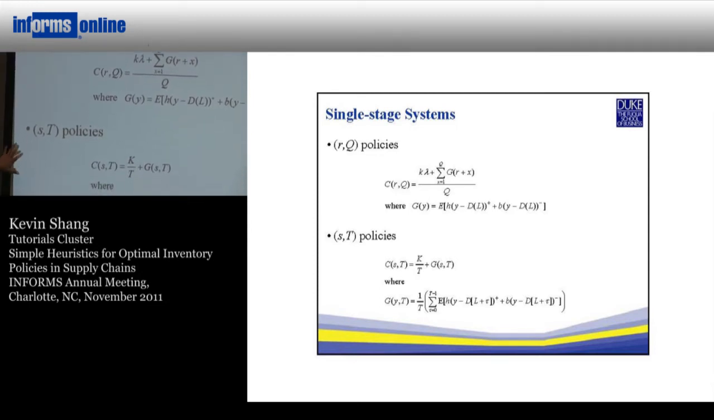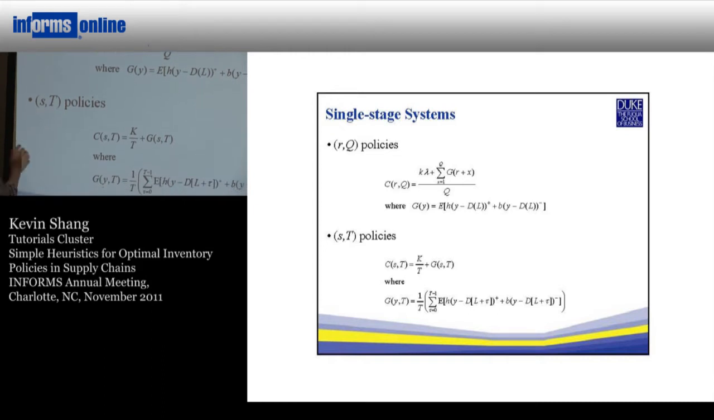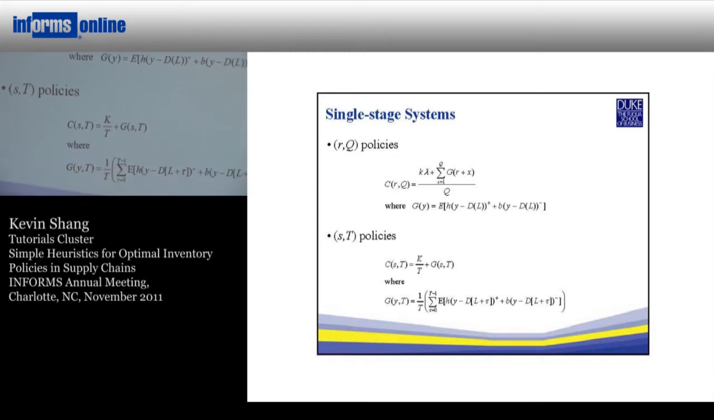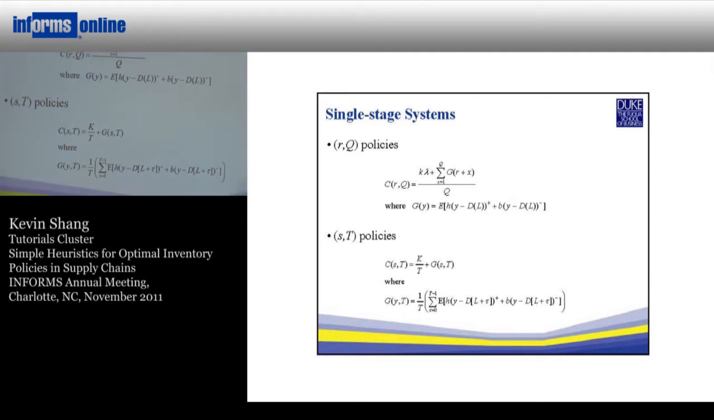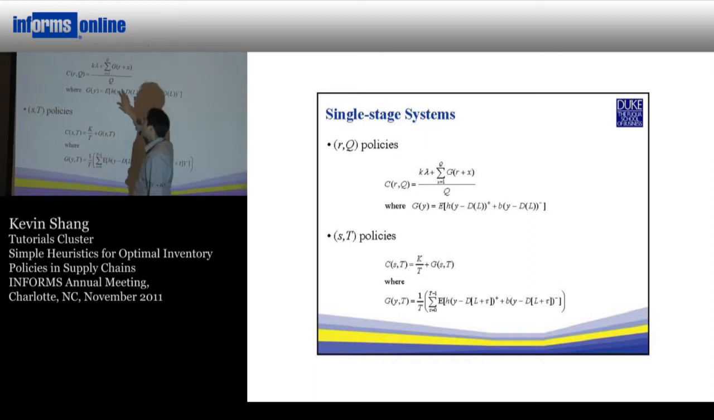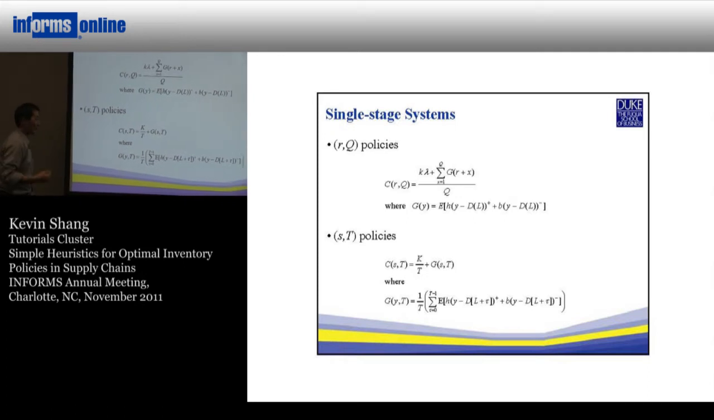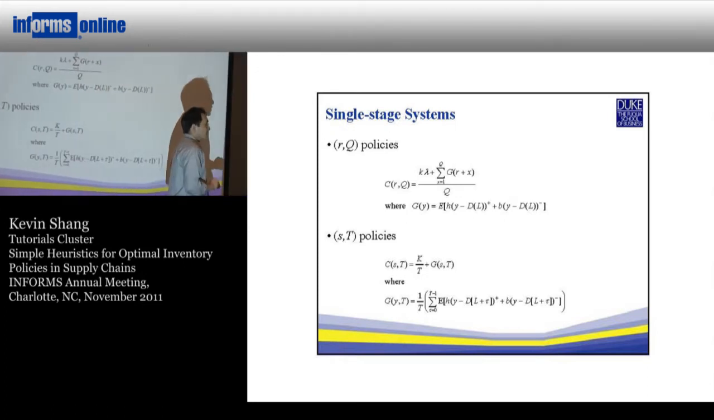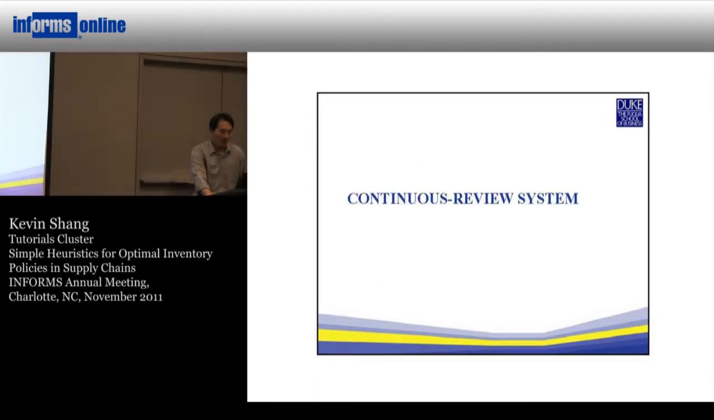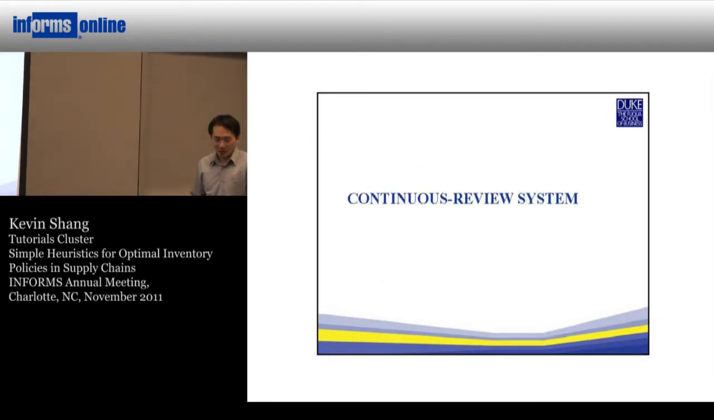And similarly, if you are talking about ST policies, this is the average total cost per period. So my heuristic is, as long as you have knowledge of these two systems, then you are able to solve the multi-echelon systems, at least heuristically, okay? So these are the foundations for the heuristic that I'm going to present to you later. But again, the heuristic is based on the single stage problems. Okay, so let's move to the continuous review system.